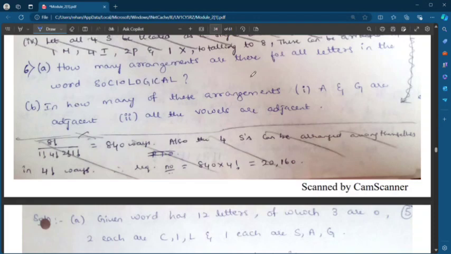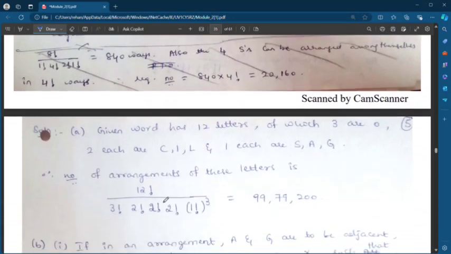How many ways can I arrange all of this? First, whatever I'm having, right? How many letters? 1, 2, 3, 4, 5, 6, 7, 8, 9, 10, 11, 12. So 12 factorial divided by, then you have to find how many times each letter is repeated. Those many times you'll just write in the denominator like that.